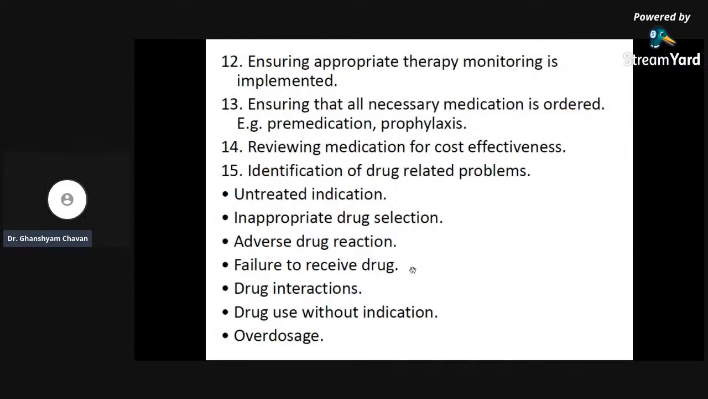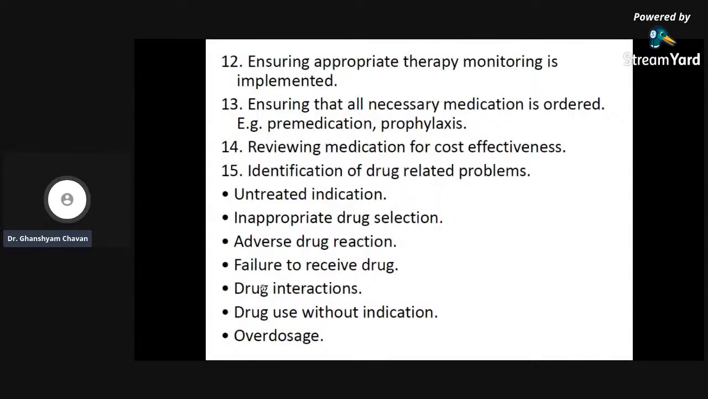By which what will happen? No drug failure will occur, and the patient will take the drug at proper time without skipping any dose, because skipping is also one of the critical issues. So here also failure to receive drugs can be solved if you appoint a person like that.